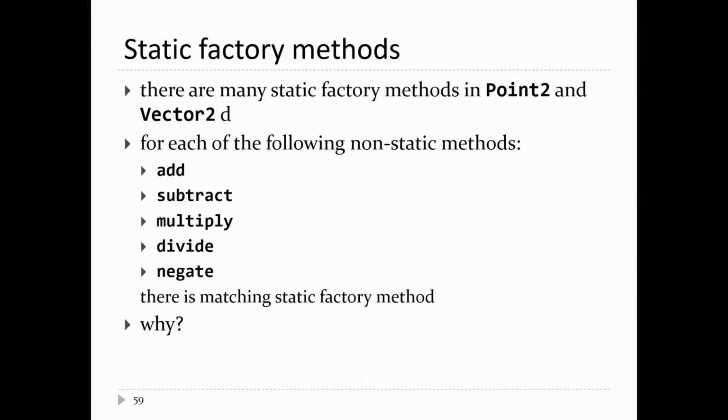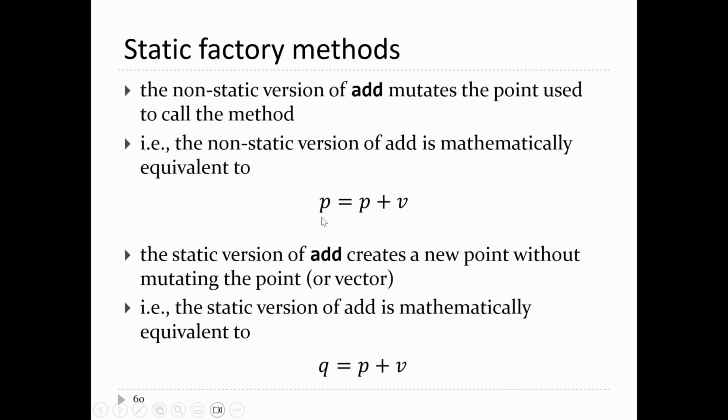What is this? Oh, this is equals. Okay. And so that explains why there's a matching static factory method for all of these. Two versions of add, one that changes the point and one that doesn't. Two versions of subtract, one that changes the point and one that doesn't, and so on and so on. And so that slide there explains what the difference is between the two.